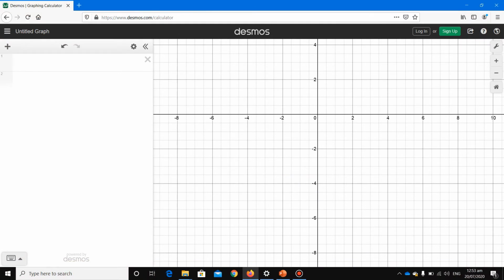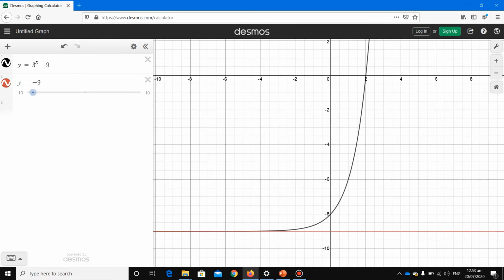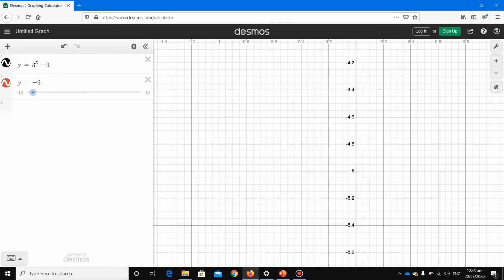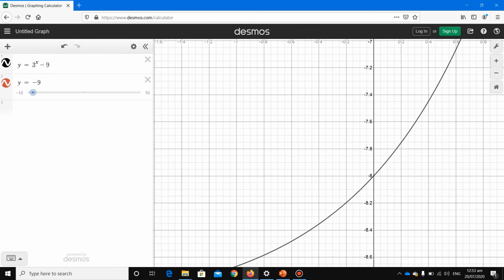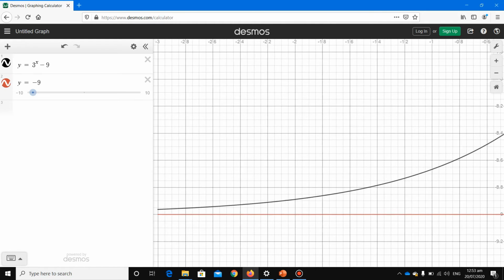Now let's graph the function. We have here y equals 3 raised to x minus 9. And let's see if the line y equals negative 9 is really its asymptote. So again, when we say asymptote, the curve will only approach this line but basically not touch it. So when we zoom in, this line will just approach this curve but will never touch it.